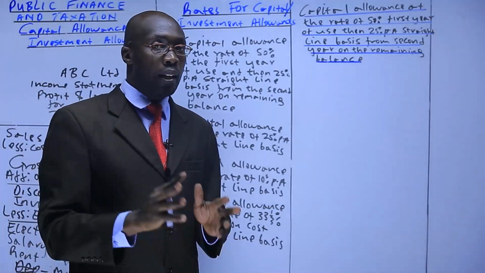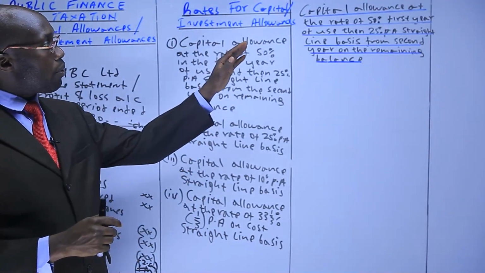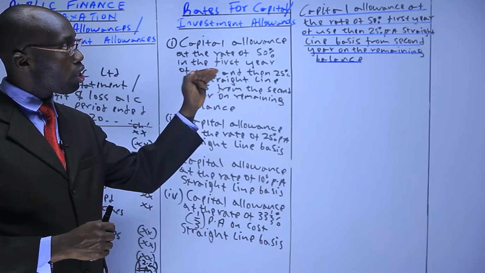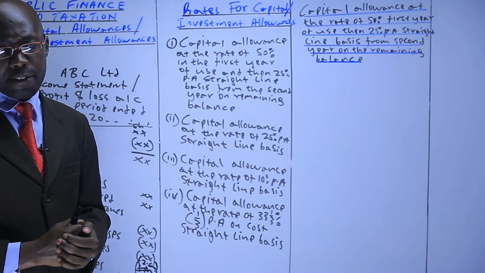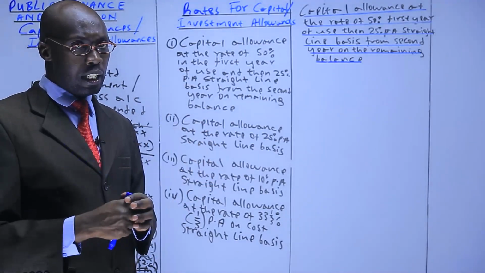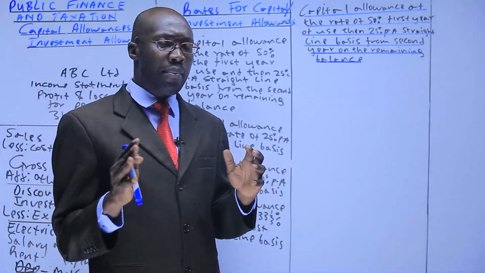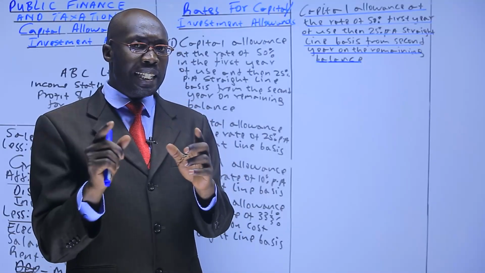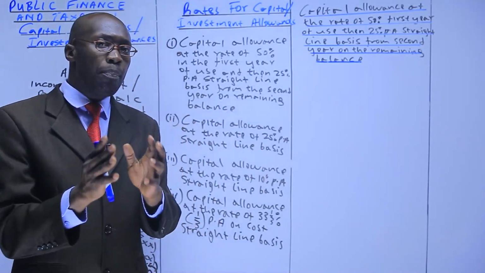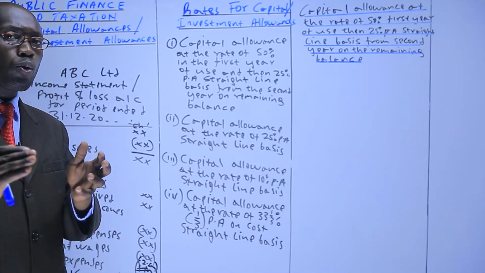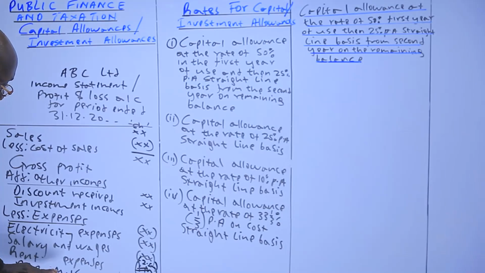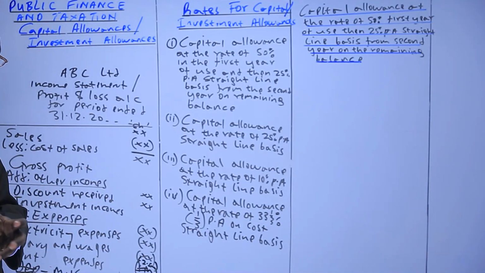So here we are, the first rate for capital allowance. Capital allowance at the rate of 50% in the first year of use, then 25% per annum straight line basis from the second year on the remaining balance. What do we mean by that? Now, before we look at the items that we give capital allowance at those rates, this is what it means. It means when you have an item that we are supposed to give the capital allowance at that rate, first year, take 50% of the cost. And when you take that 50% of the cost, when you are determining the taxable income of that year, the income to be charged tax for that particular business, and you are preparing the statement I had indicated here, the amount you are supposed to come and put here in relation to that asset, you take 50%.